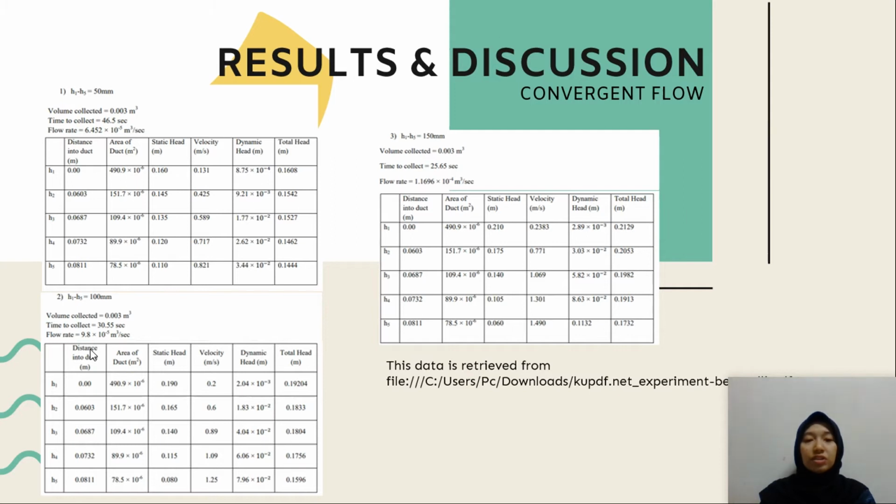Here are the results for convergent flow. Total head for convergent flow is calculated to decrease from H1 to H5 for all pressure differences. In other words, we can say that H1 is the highest and H5 is the lowest. Meanwhile, divergent flow is the opposite.